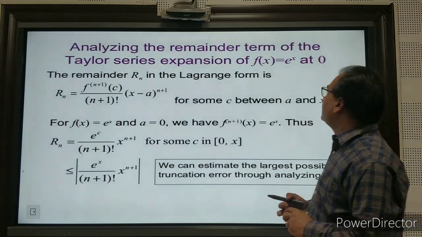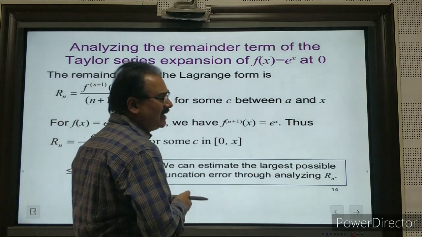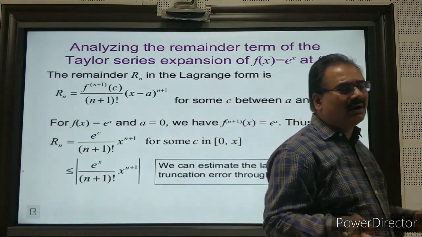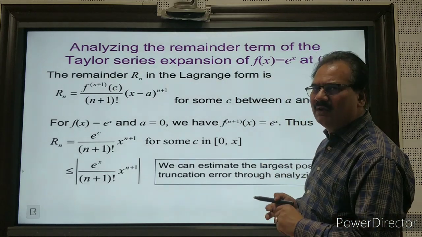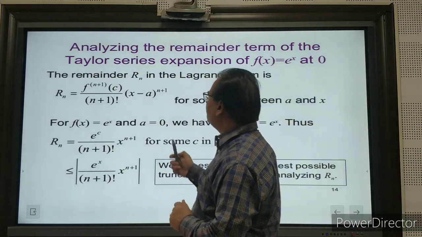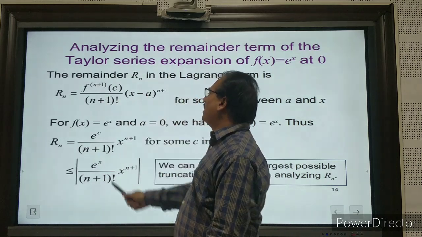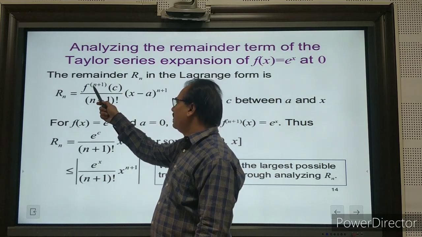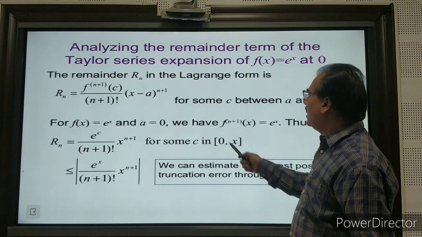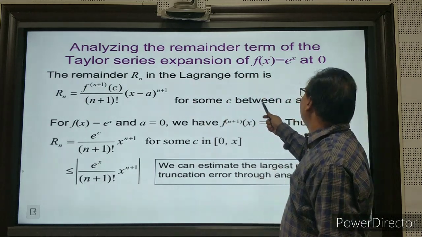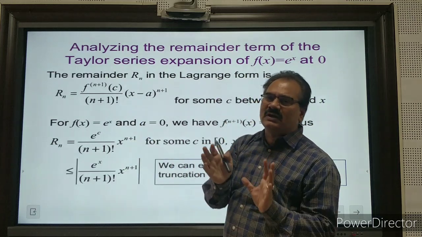So analyzing the remainder term of the Taylor series expansion of f(x) equal to e power x at 0. This is always required for study in various parts of mathematics and engineering. So the remainder term Rn is f^(n+1)(c) divided by (n+1) factorial times (x minus a) power n+1, for some c between a and x. This we always use in the case of solution.